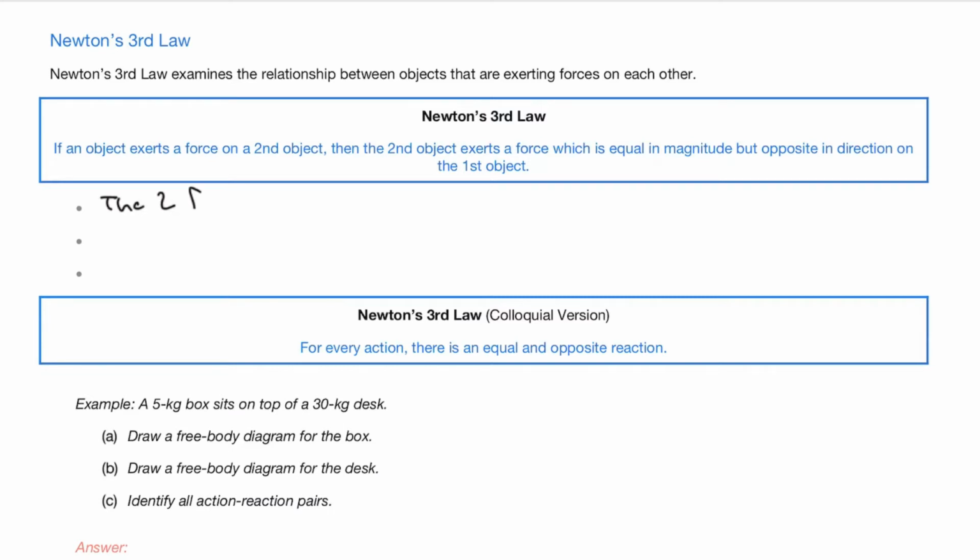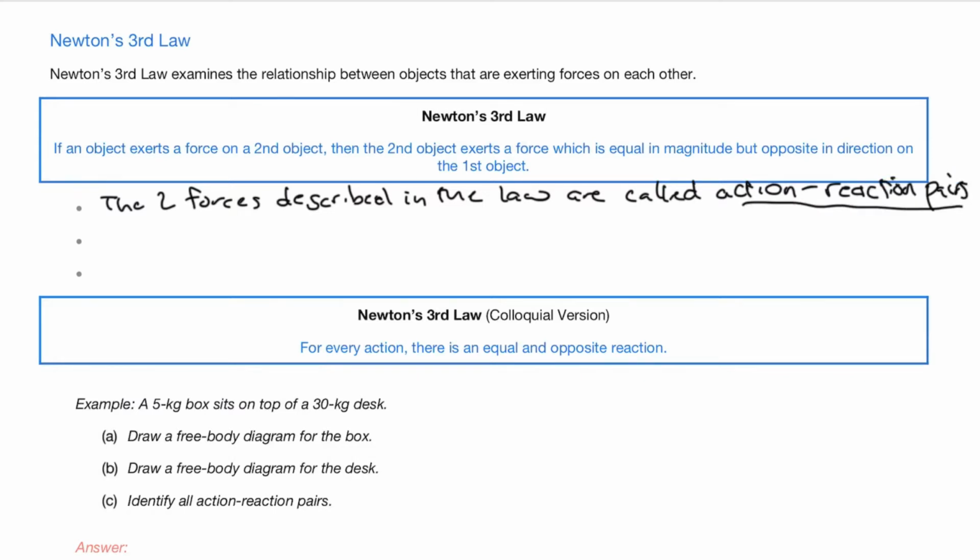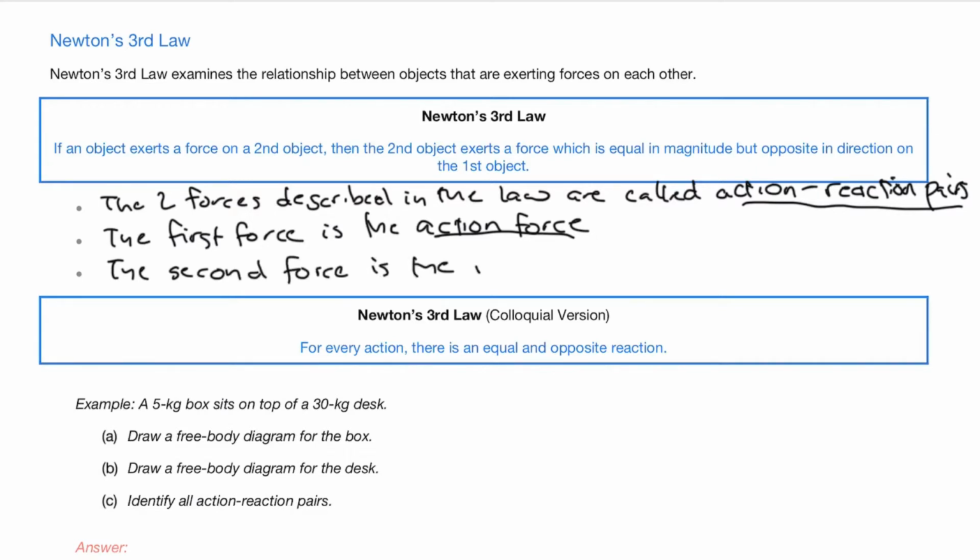The two forces described in this law are called action-reaction pairs, and it will occasionally be necessary to understand where the pair is located when analyzing forces on multiple objects. The first force in the pair is called the action force, and the second force in the pair is called the reaction force. You've probably heard Newton's third law described in terms of these action and reaction forces. The way it is often described is, for every action, there is an equal and opposite reaction.